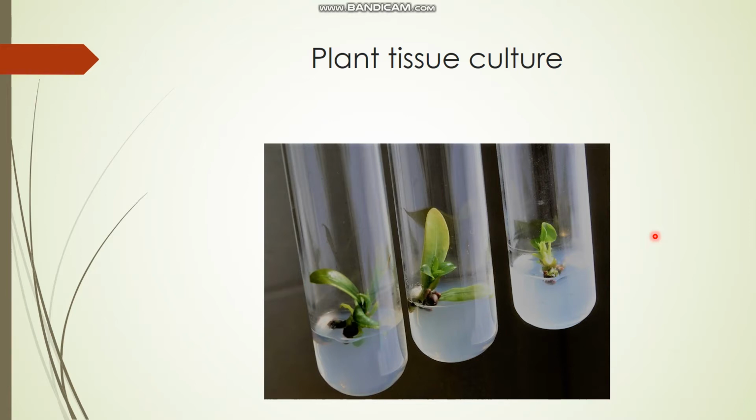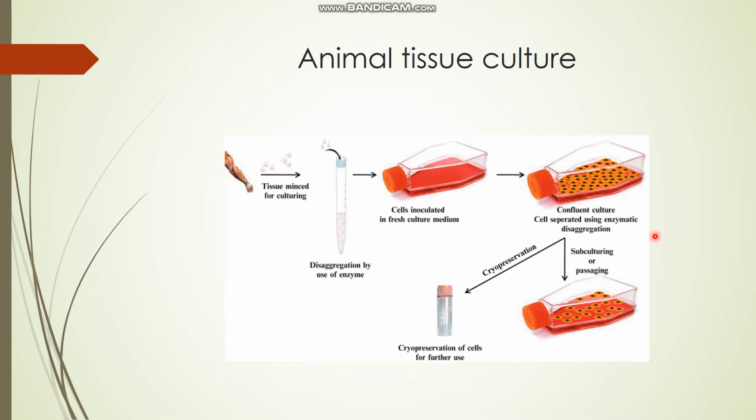Then the second one is animal tissue culture. Now in animal tissue culture, we use individual cells. We grow individual cells to form a single layer of cells over the surface of a glass container. Here you can see the surface of a glass container, and these cells are making a single layer on it. So this is what we do in this technique.